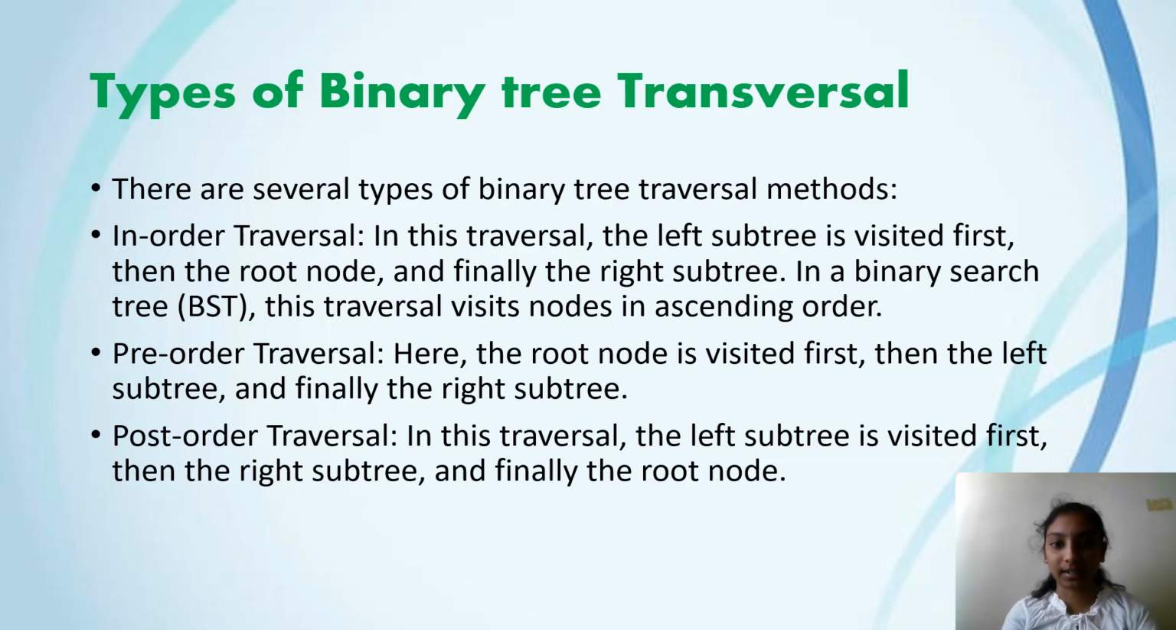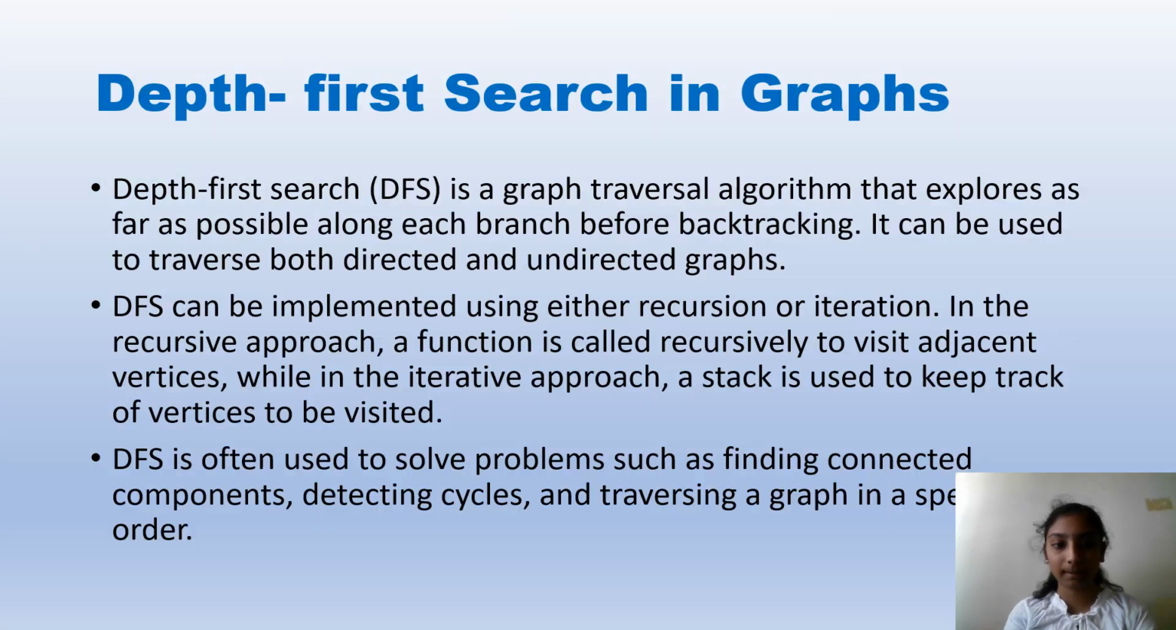Types of binary tree traversal. There are several types of binary tree traversal methods: in-order traversal, pre-order traversal, and post-order traversal. In-order traversal. In this traversal, the left subtree is visited first, then the root node, and finally the right subtree. Pre-order traversal. Here the root node is visited first, then the left subtree, and finally the right subtree. Post-order traversal. In this traversal, the left subtree is visited first, then the right subtree, and finally the root node.